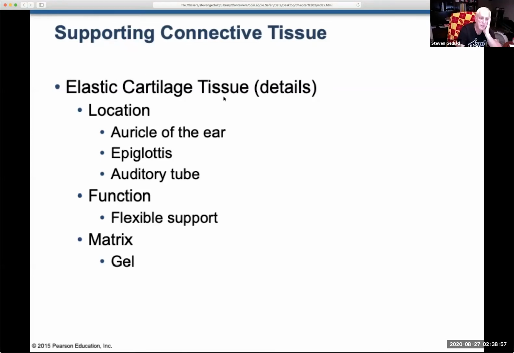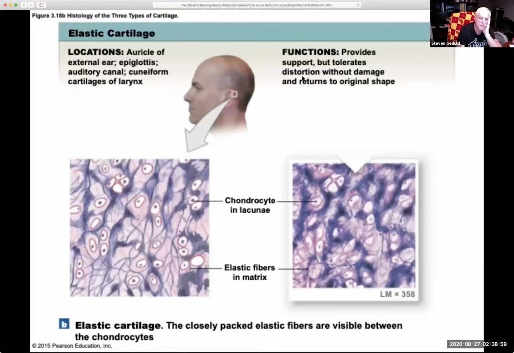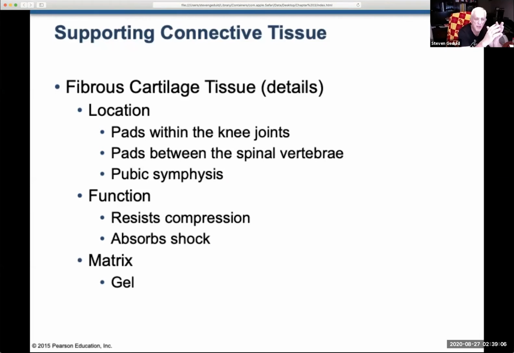Okay, this is location. This is the auricle of the ear. It provides support, tolerates distortion without damage, and returns to its original shape. That's elastic cartilage. All right, fibrous cartilage.